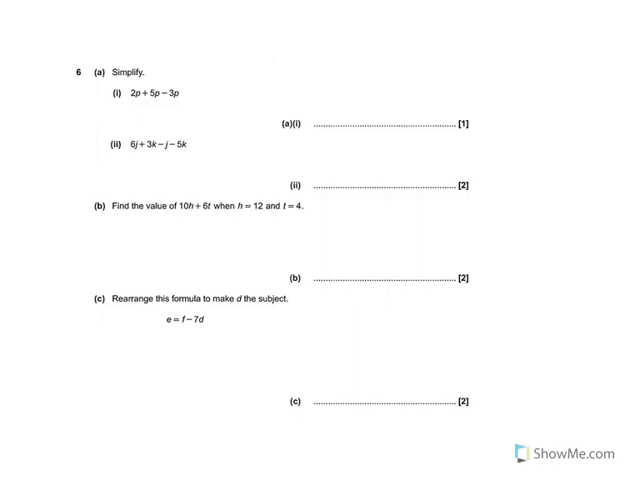Okay, 6a, part 1. Simplify 2p plus 5p minus 3p. All we need to do here is collect the like terms. Well, they're all p's, so we can collect them very simply. 2p plus 5p gives us 7p, and 7p minus 3p, so 7 minus 3 is 4p.